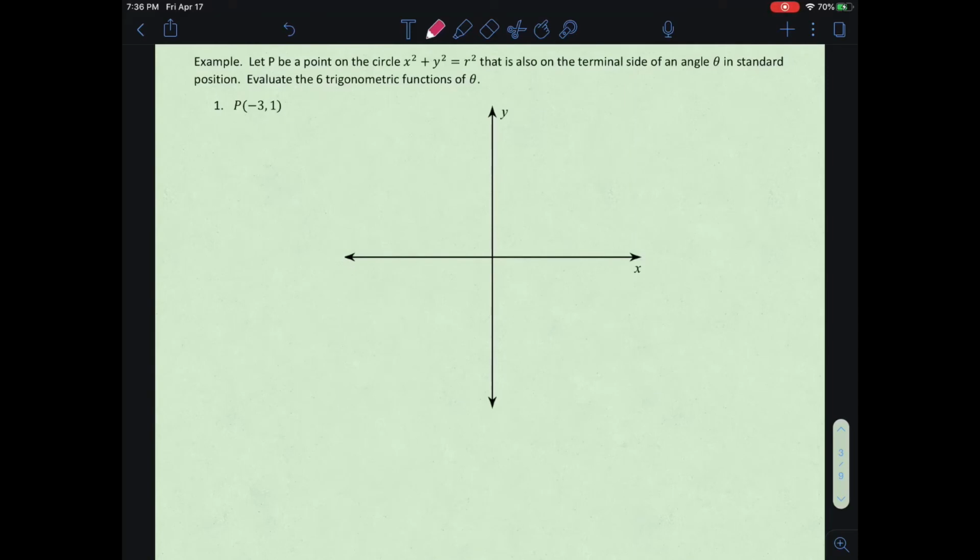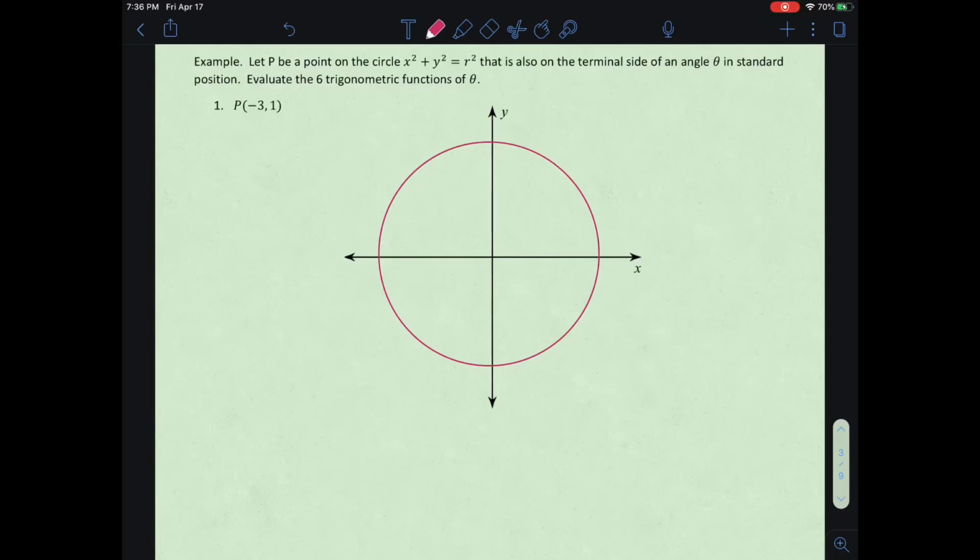So let P be a point on the circle x squared plus y squared equals r squared that is also on the terminal side of an angle theta in standard position. Evaluate the 6 trig functions of theta. So this is more of a review problem, not so much what we're learning about right in this particular section.